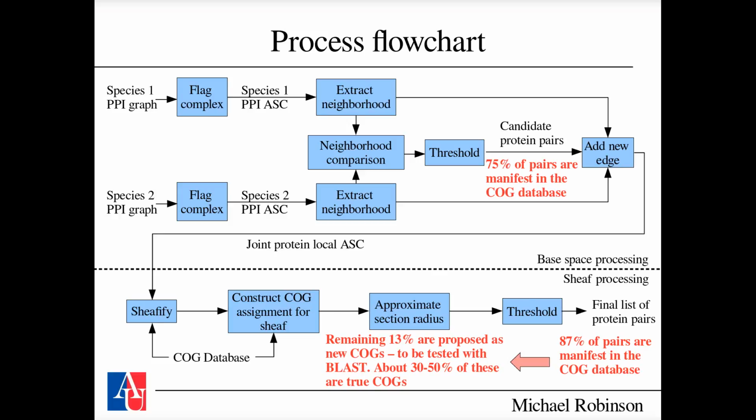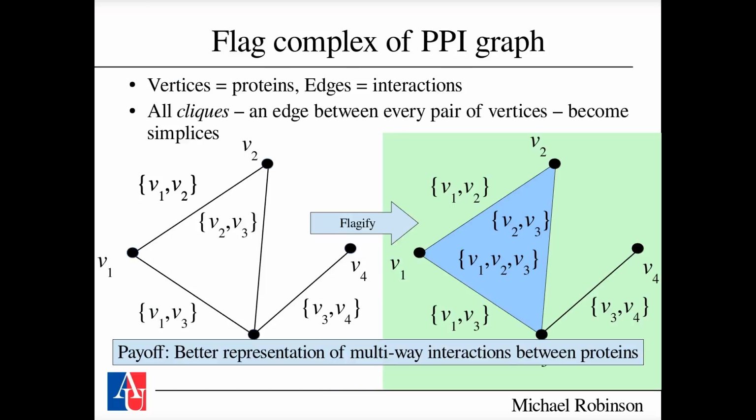Okay, so let's dive in and see how that works. The first thing we're going to do is take the protein-protein interaction network graph. It starts out as a graph. The vertices are proteins, the edges are interactions. And every time we see a clique, an edge between every pair of vertices, those become simplices.